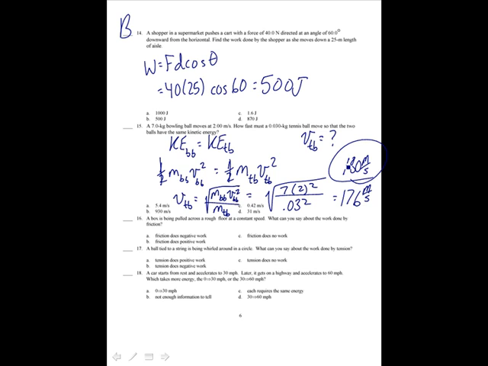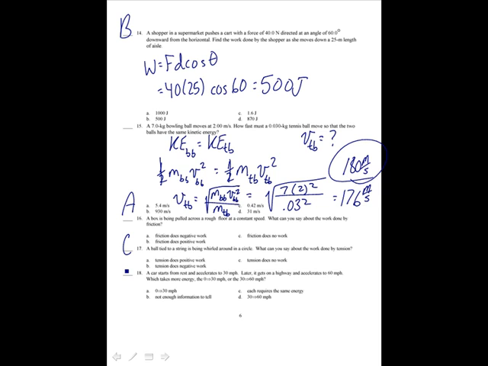A box is being pulled across a rough floor at a constant speed. What can you say about the work done by friction? Well, friction generally does negative work, and that's the case here because the displacement is opposite the direction of the force. So it's A. A ball tied to a string is being whirled around in a circle. What can you say about the work being done by tension? In this case the displacement and the force are at 90 degrees to one another, so tension does no work at all.